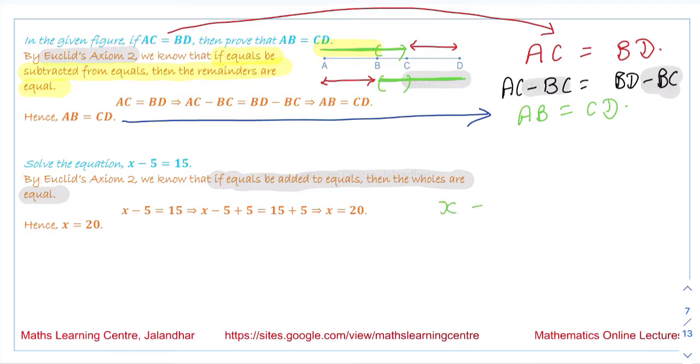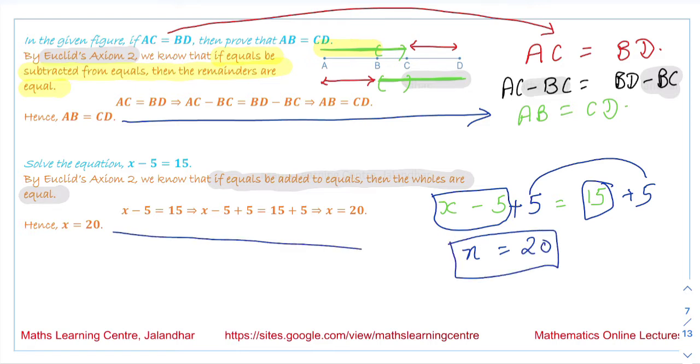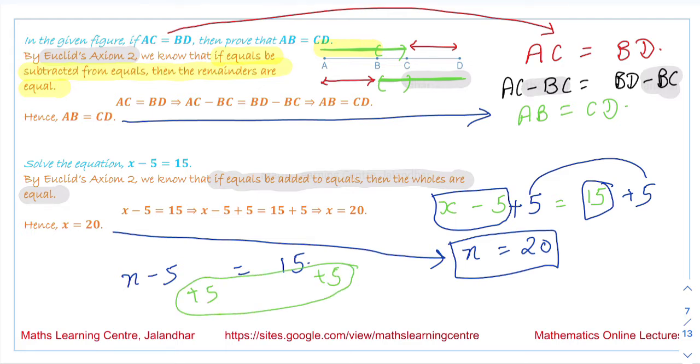So we have started over here, x minus 5 is equal to 15. Next, equals are added to equals. These two terms, these are equal. So we are adding equals, which means we are adding 5 on both the sides. So the answer you will get is x is equal to 20. Equals are added to equals means these values are equal to each other. What we have done, we have added equals to them on both the sides over here. So the answer you will get is x is equal to 20.